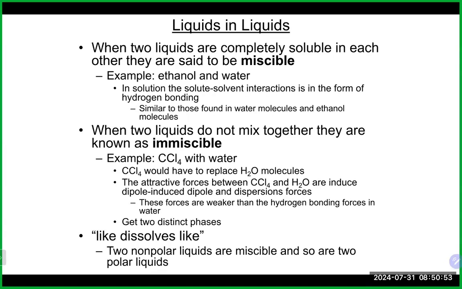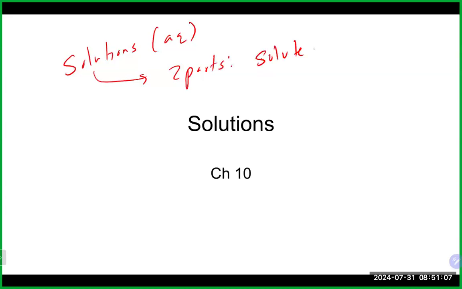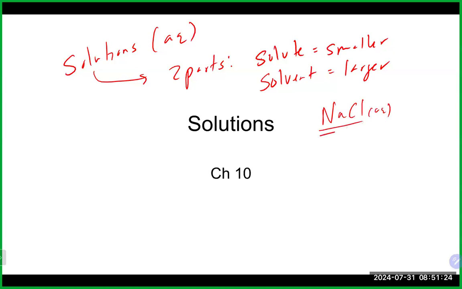So as we talked about solutions, a reminder: those are the ones that get the aqueous symbol next to them. There are two parts to a solution. There is the solute, which is the smaller part of the solution, and then there's the solvent, which is the larger part. The solute is typically the thing that's dissolved in the solvent. As we talked about previously, if you had a sodium chloride solution, sodium chloride is the solute. And water is a very good solvent for something that's ionic because of the ion-dipole interactions that can occur.